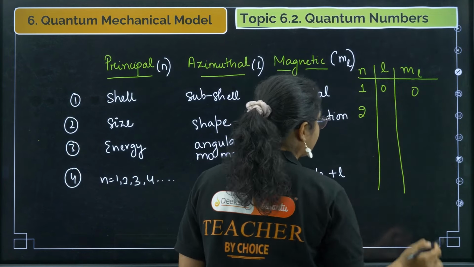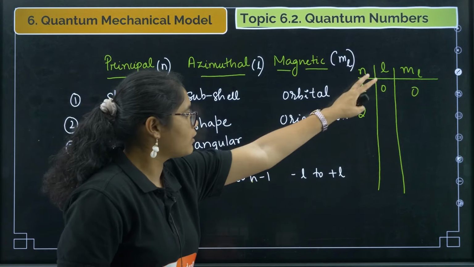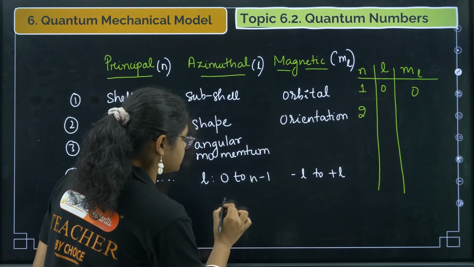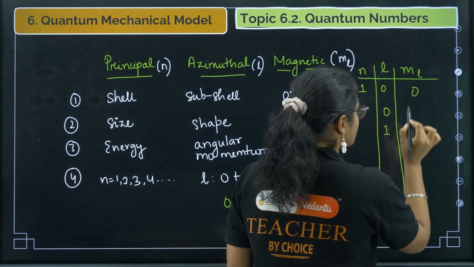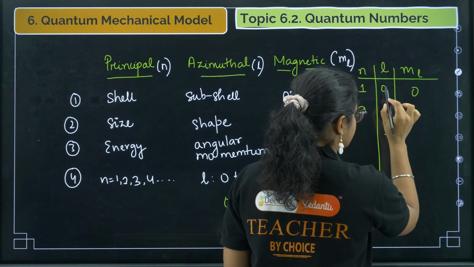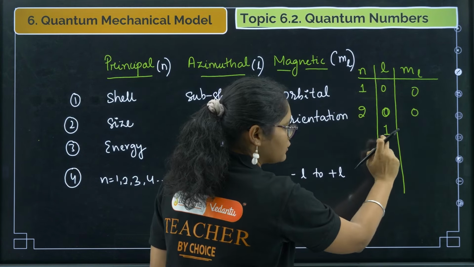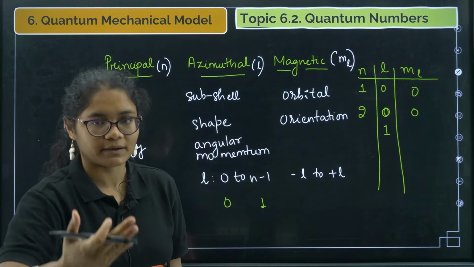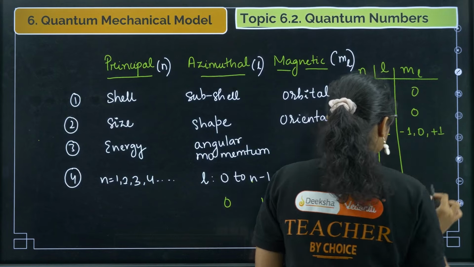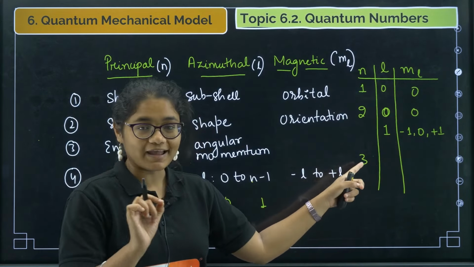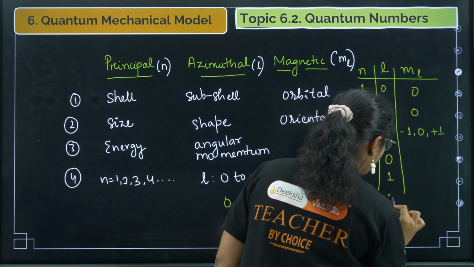Now if I take n equal to 2, what is the value of L here? L will be 0 and 2 minus 1, which is 1, so we have 0 and 1. For ML, for L value 0, the ML value will be 0. For L value equal to 1, the ML value will be minus 1 to plus 1, that means minus 1, 0 and plus 1. Now if the n value is 3, then L will be 0, 1 and 2, right?